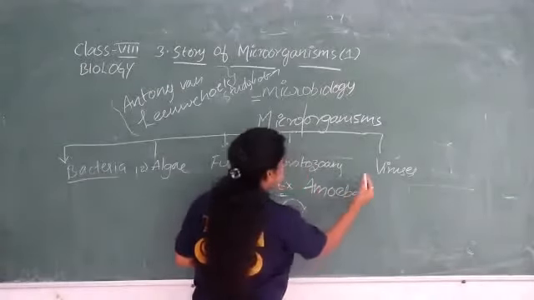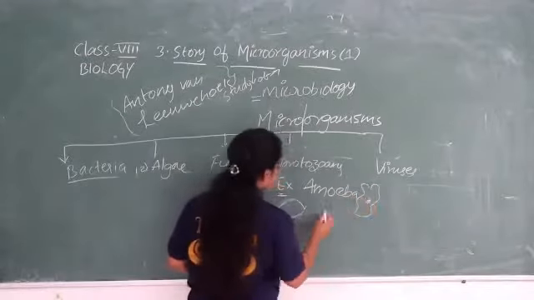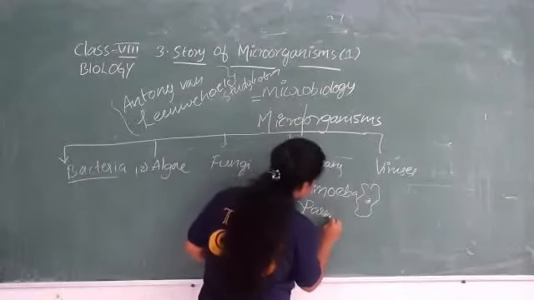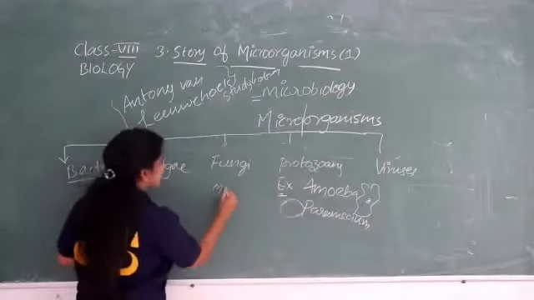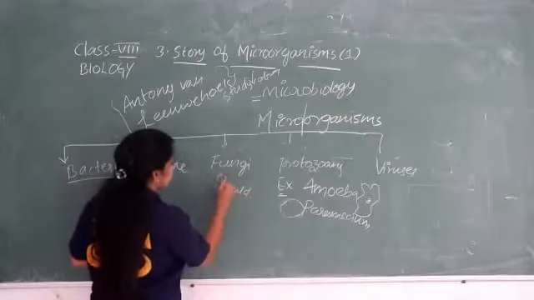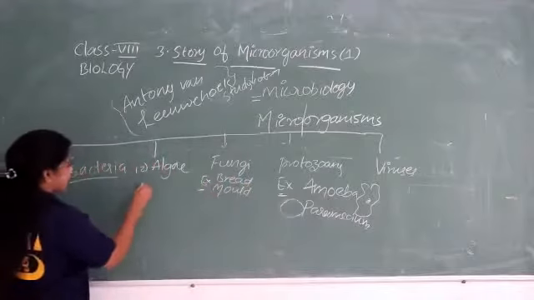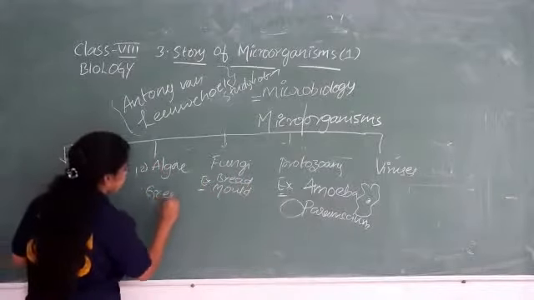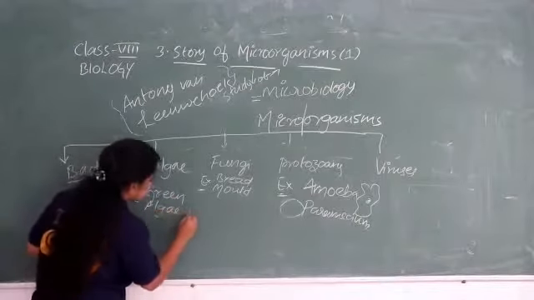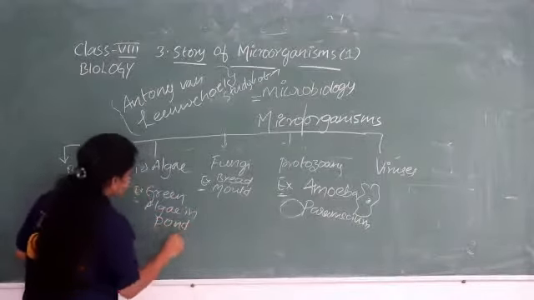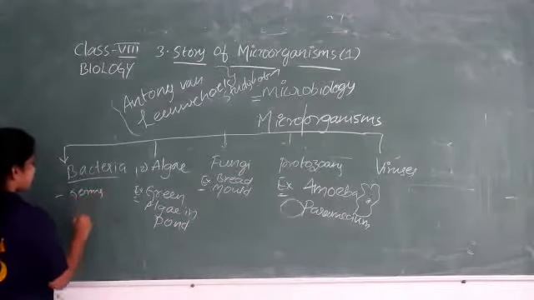Amoeba, right? I'll draw a small diagram here. It is an irregular organism, right? And also the paramecium. So here, mouse, bread mold I'll write here when it gets spoiled. So it is one good example for fungal growth. And for example, green algae in the pond, right? And for the bacteria I will write the germs as one good example, right?